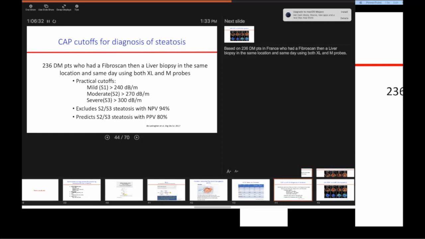And as we were mentioning earlier when Gene was asking the question, sometimes you'll have a disconnect between the ultrasound and the FibroScan. Typically, the ultrasound will trump the FibroScan about calling steatosis or not, because that's what the guideline says.